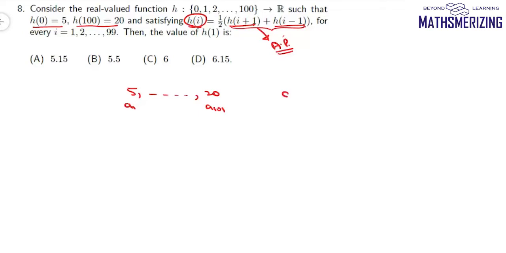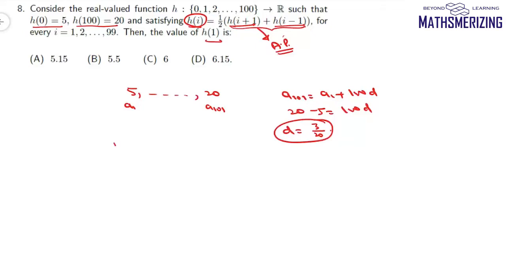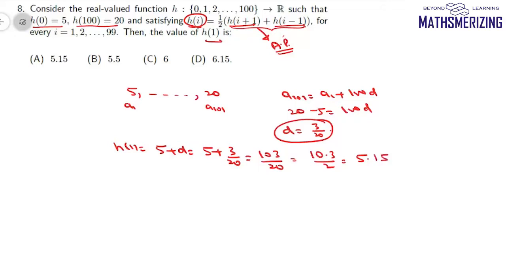So we can find its common difference. A101 is A1 plus 100 into D. So here it is 20 minus 5 and this is 100D. So the value of D is simply 3 by 20. Now we need to find the value of h(1). So h(1) simply is 5 plus D, which is 5 plus 3 by 20. So it is 103 divided by 20, which is 10.3 divided by 2. So this is 5.15, and that's your option number A.